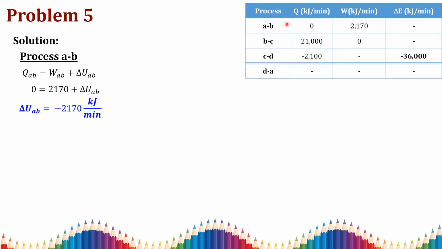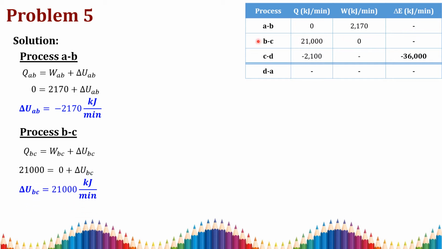Q is 0 for the first process A to B. So substitute Q of AB as 0 and W of AB as 2170, so write 2170. And this delta E here, I am writing as delta U for our convenience. So delta U of AB is what we need to find. By solving the simple equation, we can find it out. Delta U is equal to minus 2170 kilojoule per minute. So this value we found by using the first law of thermodynamics.